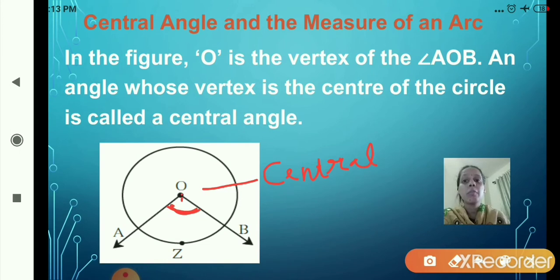An angle whose vertex is the center of the circle is called a central angle. So which is the central angle here? Angle AOB. Okay, because the vertex of the angle is O, which is the center of the circle. Yes, which is the center of the circle? O. And which is the vertex of angle AOB? O. That's why angle AOB is the central angle.